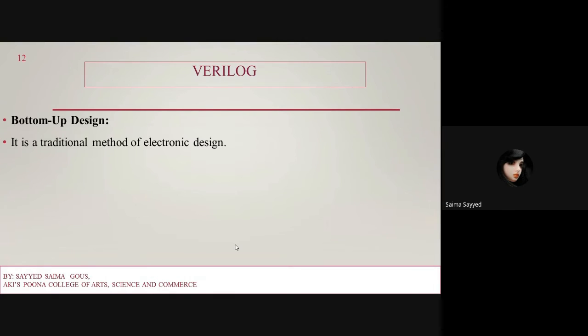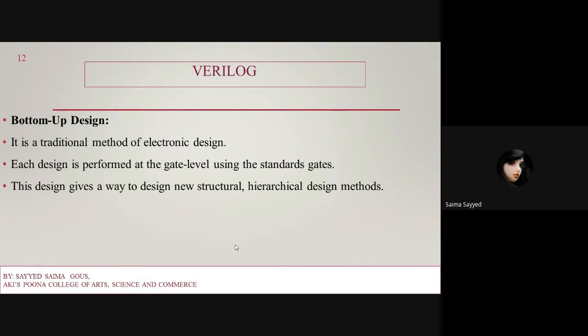So first we'll see bottom-up design. It is the traditional method of electronic design. Each design is performed at the gate level using the standard gates. Standard gates, we know, are logic gates: AND gate, OR gate, NOT gate. So this design is performed at the gate level by using the standard gates. Next, this design gives a way to design new structures.